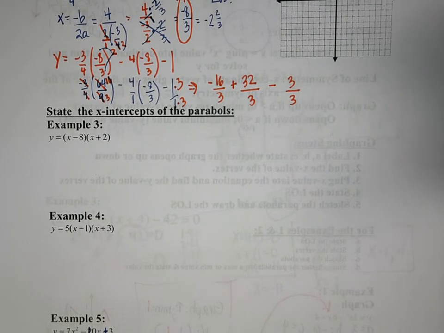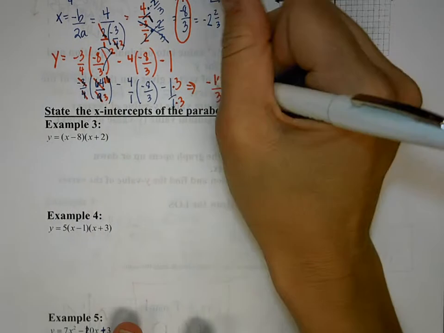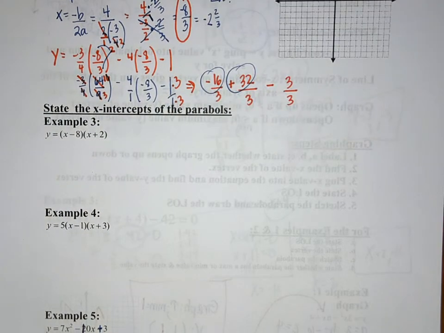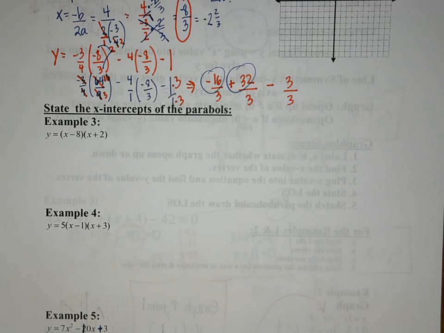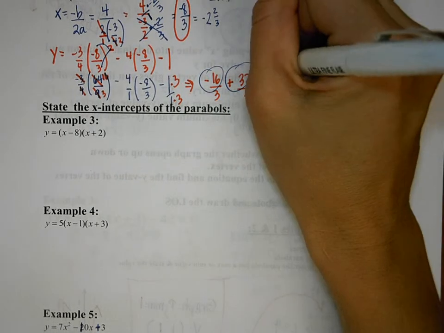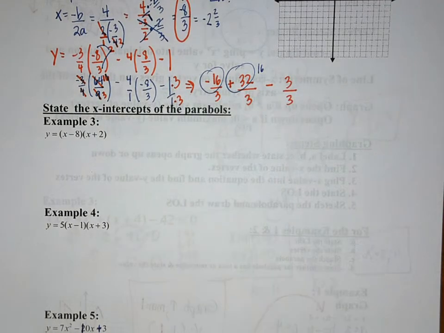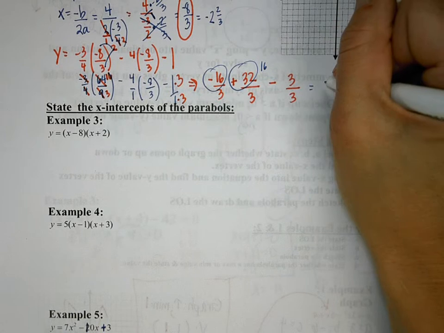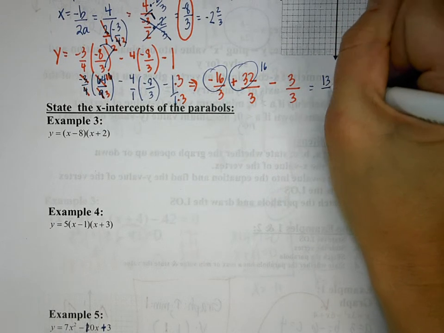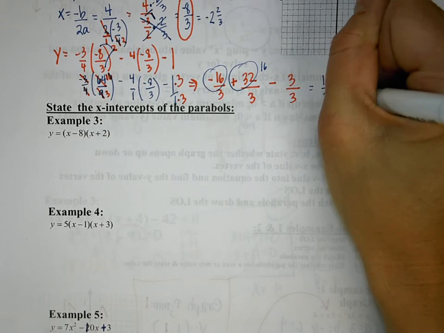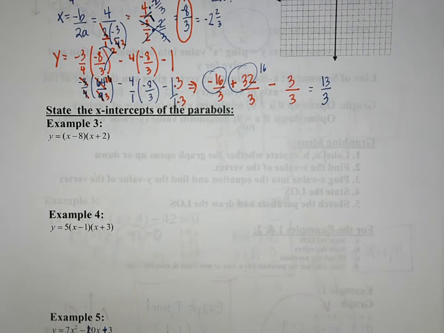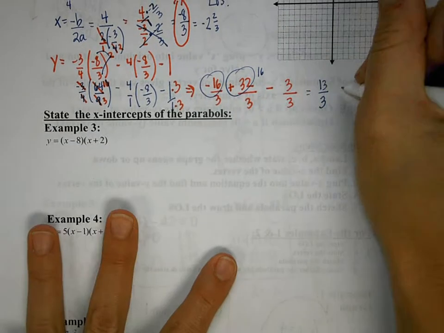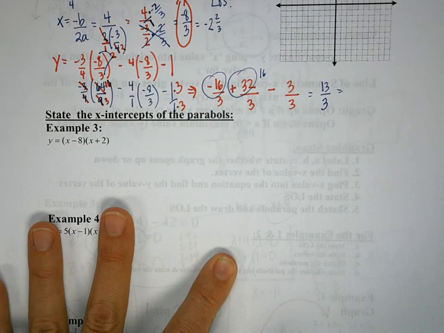Yes? We're good? Okay. At this point now, I have negative 16 and positive 32, which makes what? 16. And then 16 minus 3 is 13. So my y value is 13 over 3. You keep the same denominator. If I change this into a mixed fraction, it's going to be what?